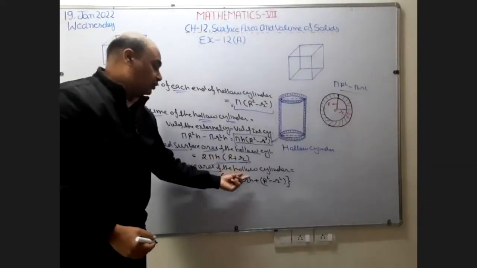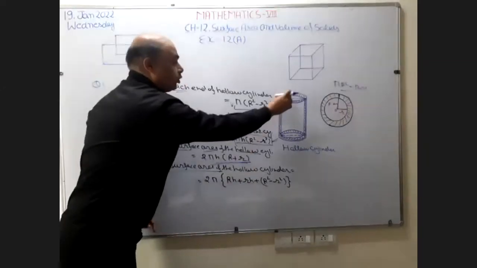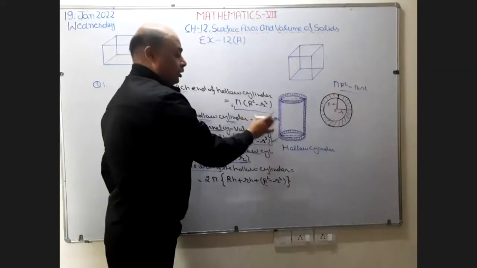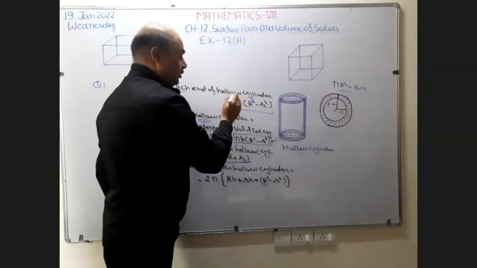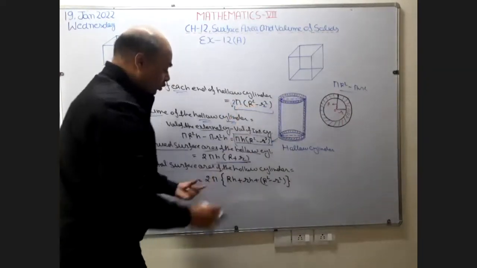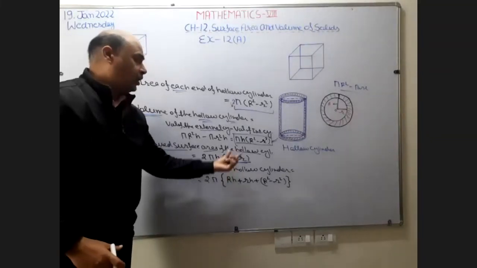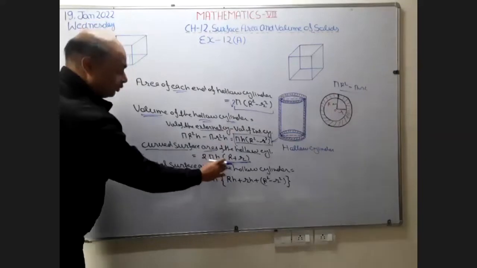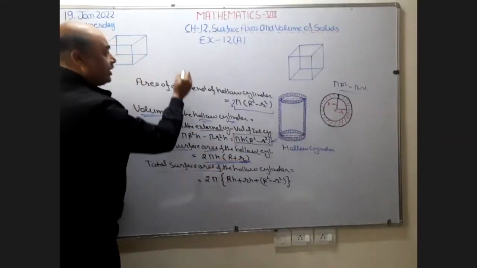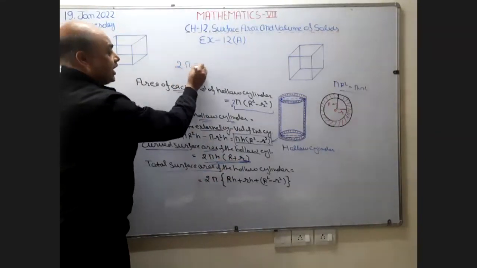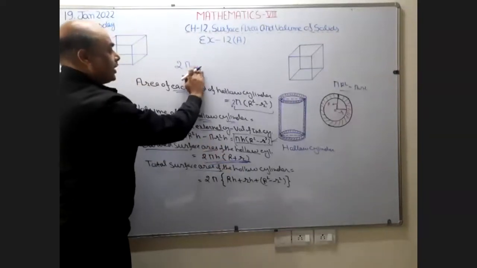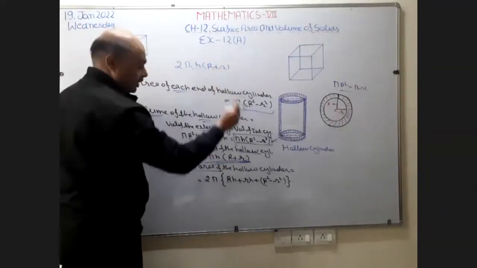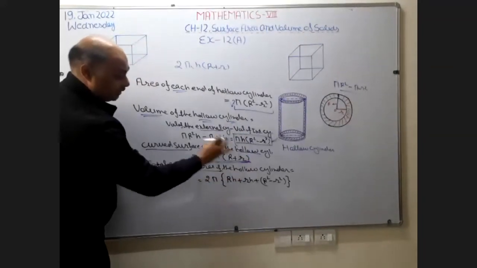So what are you going to do? You have to add the area of both the ends. So what is the area of one end? Area of one end, this one. So two ends are there, it's going to be multiplied by 2. So you have to add this portion to the cut surface area. When you add this portion to the cut surface area, what is left? See, I want to write on the board. So this is the cut surface area right here: 2 pi h bracket R plus r. This is the cut surface area of the hollow cylinder.